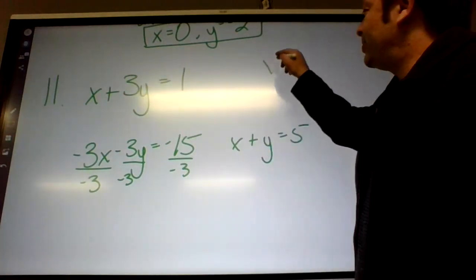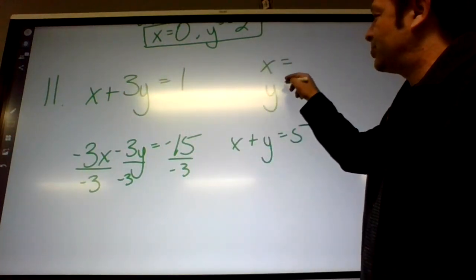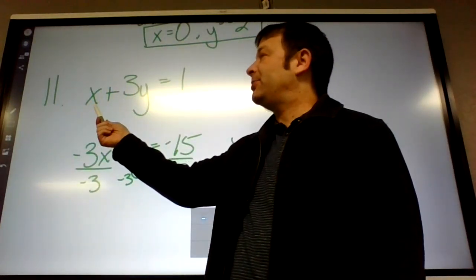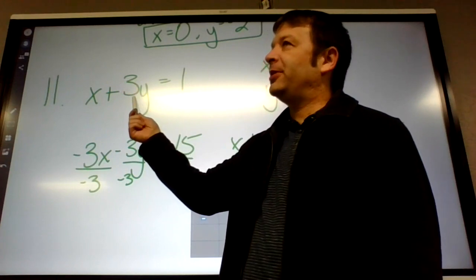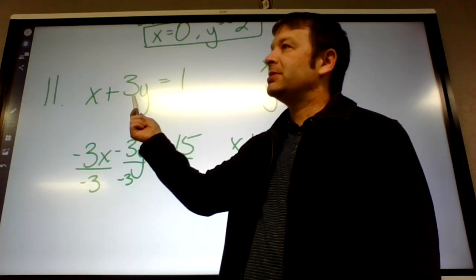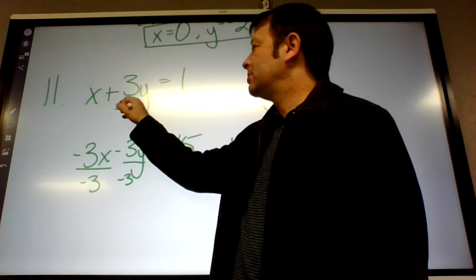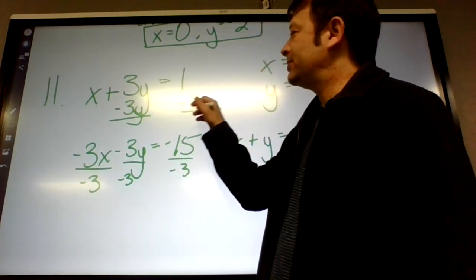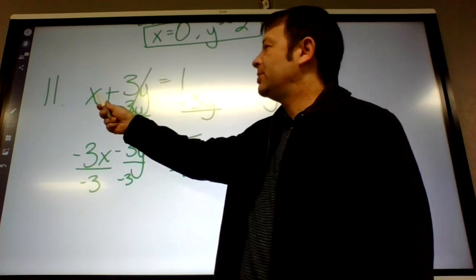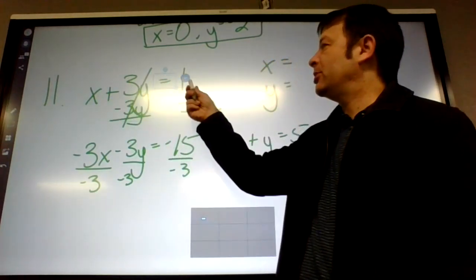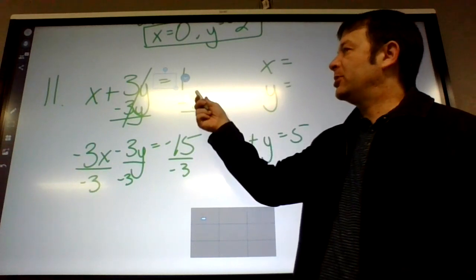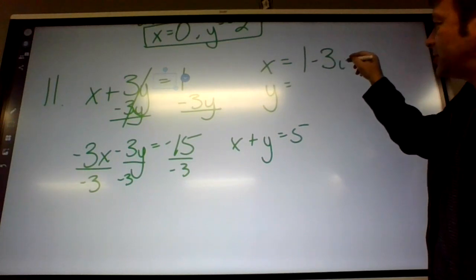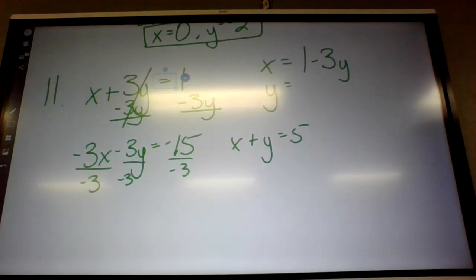Okay, we need an equation that says x equals or y equals. So we've got to get it by itself on one side of the equation. How do I get rid of plus 3y? Minus 3y. After you subtract 3y, that goes away. You have x equals 1 minus 3y. What's 1 minus 3y? Well, it doesn't simplify. They're not like terms, so you just leave it like that.